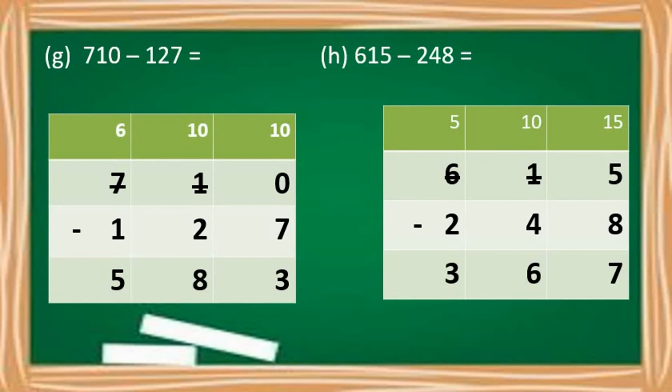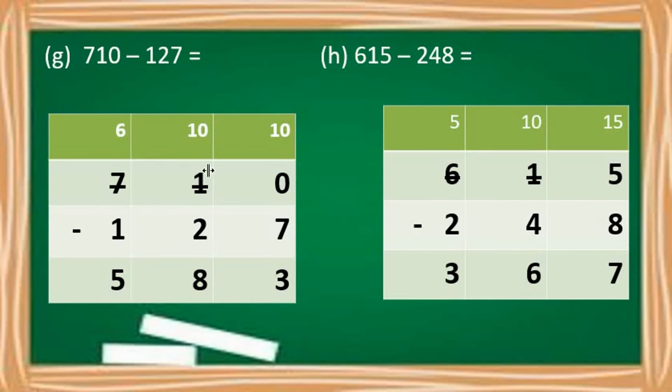Now let's move on to question number G and H. Let's start here with question number G: 710 minus 127. Understood? So now let's solve 0 minus 7. Can we take out 7 from 0? No, we cannot. So at that time we take the borrow. 10 minus 7. So how many, all students? 3. Got my points.